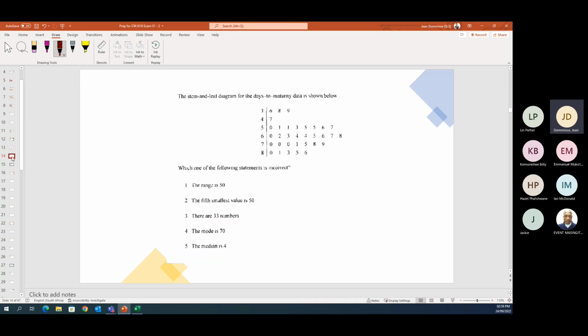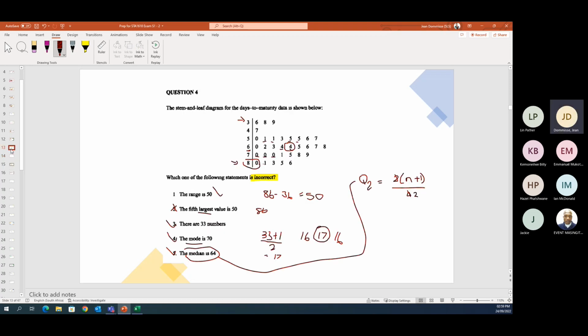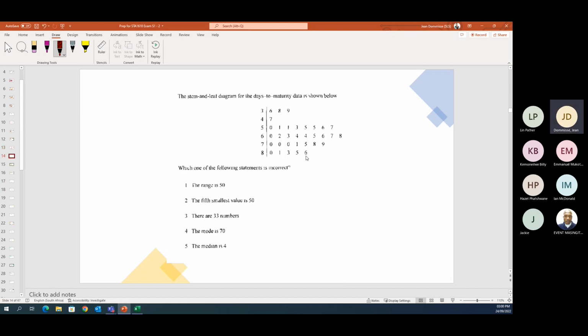We've got another one. So look at that, exactly the same data. 36, the smallest, 86, the largest. So exactly the same data. Here they ask you again which one is incorrect. And now look at what they give us. The range is 50, so we know that is 86 minus 36, which is 50.